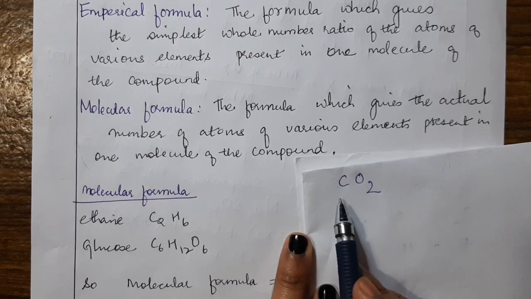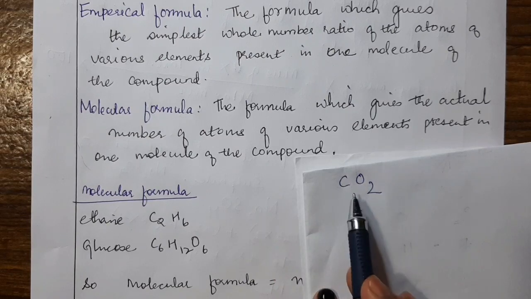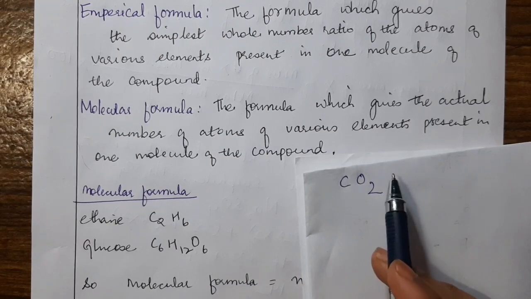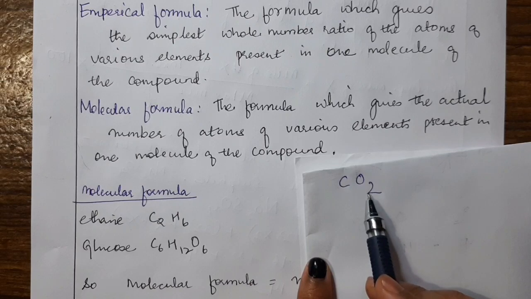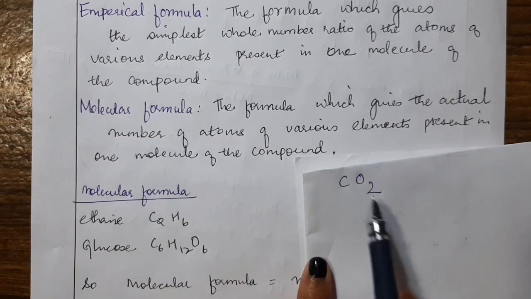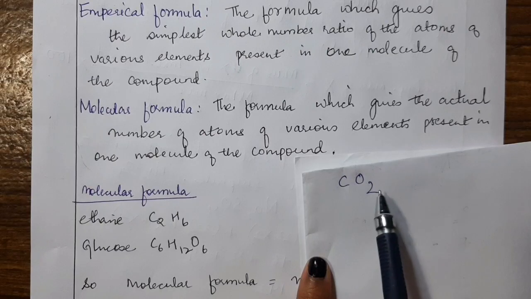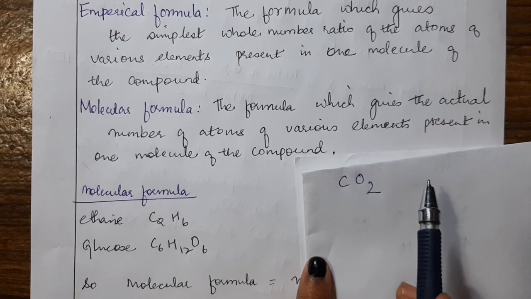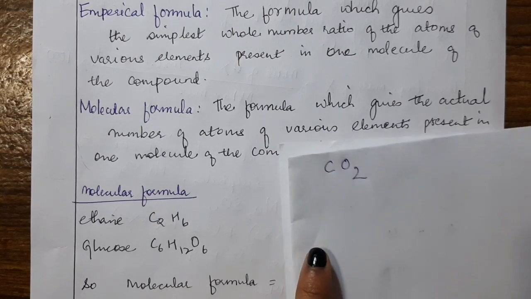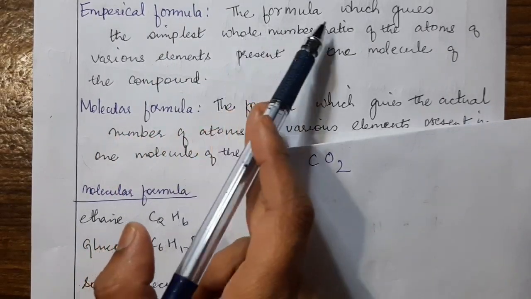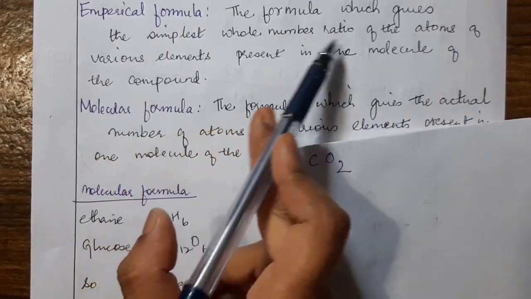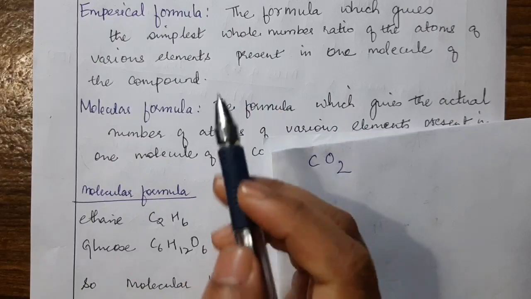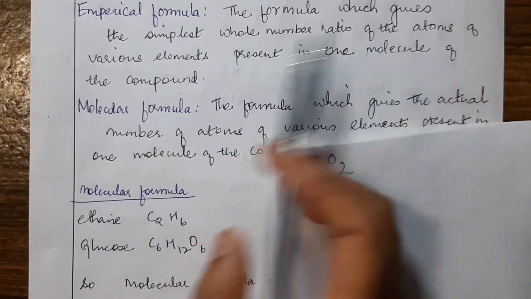The molecular formula tells us the actual number of different atoms present. In carbon dioxide, we have carbon and oxygen, and in one molecule, one carbon and 2 oxygen are there. So the molecular formula tells us the actual number of different atoms present in one molecule of the compound. Then another one is the empirical formula. The empirical formula is the formula which gives the simplest whole number ratio of the atoms of various elements present in one molecule of the compound. It tells us about the simplest whole number ratio of atoms.